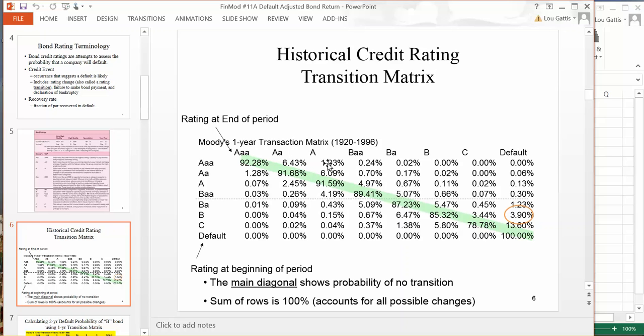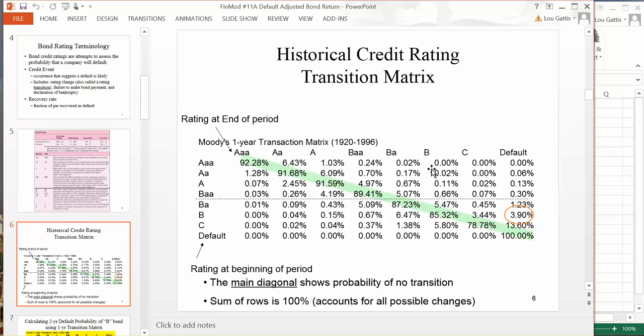But what you'll see is there's never been a AAA rated bond that within 1 year defaulted. And that's not to say it was downgraded once a year for 5 years and defaulted, but this is just over 1 year. There's never been a AAA rated bond that defaulted in that year.